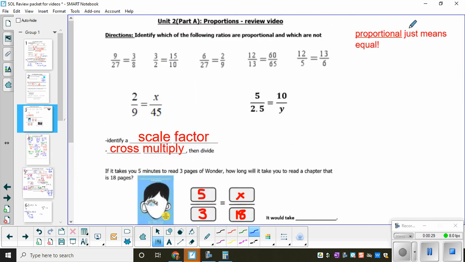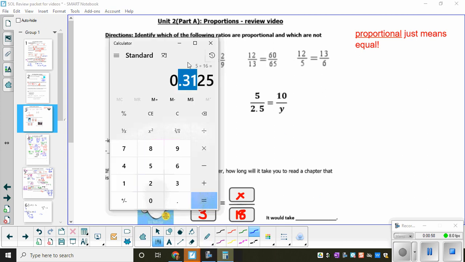Friendly reminder that proportional just means equal. So if it gives you a series of ratios set equal to another ratio and asks which ones are proportional and which ones are not, you've got a couple of options here. Some of you are just really good with your mental math, and you can see that right here, if we did 9 divided by 3, we'd get 3. But 27 divided by 3 is not 8. So this one is not equal. This is not proportional, okay?